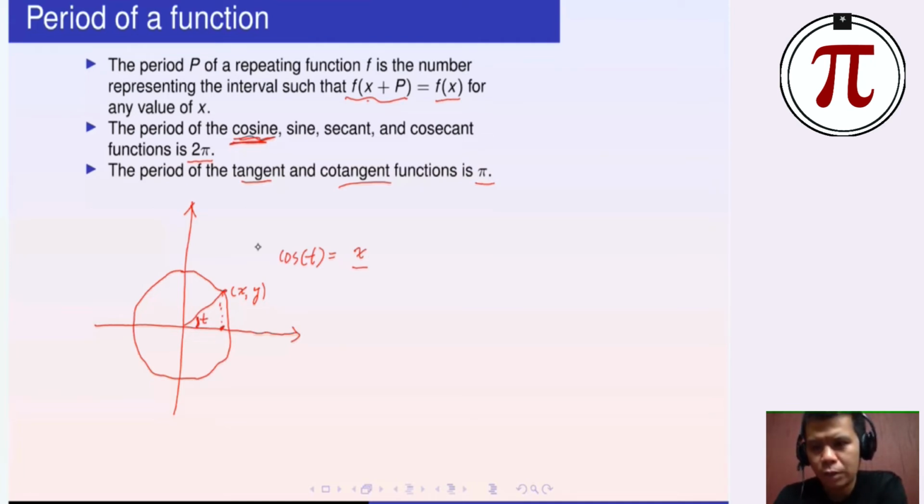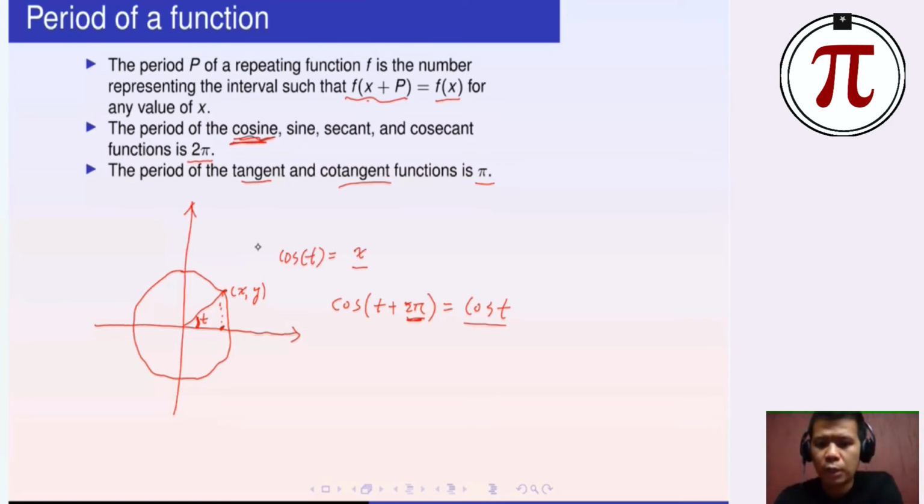Now after t, I take another full rotation, right? After one full rotation, what is my x coordinate? It would be the same as it was prior. I returned to the same original location. So in other words, cosine of t plus 2 pi equals cosine of t, because I got right back to the original location after a full rotation.